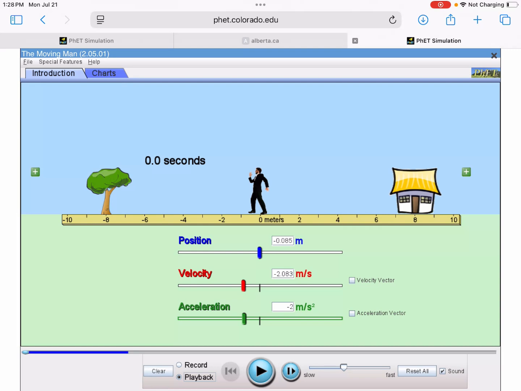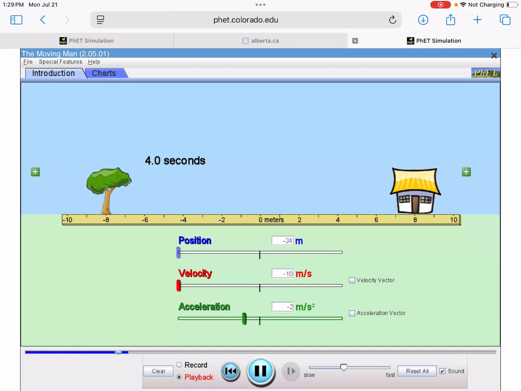So what does that mean? Well, each second, his velocity should be changing by 2 meters per second in the negative direction. So I want you to think about that. 1 second from now, what should his velocity be? Well, it should be 2 more in the negatives, right? And then 2 more in the negatives the next second. I'm just going to press play, and you can think about what that actually looks like as he moves.